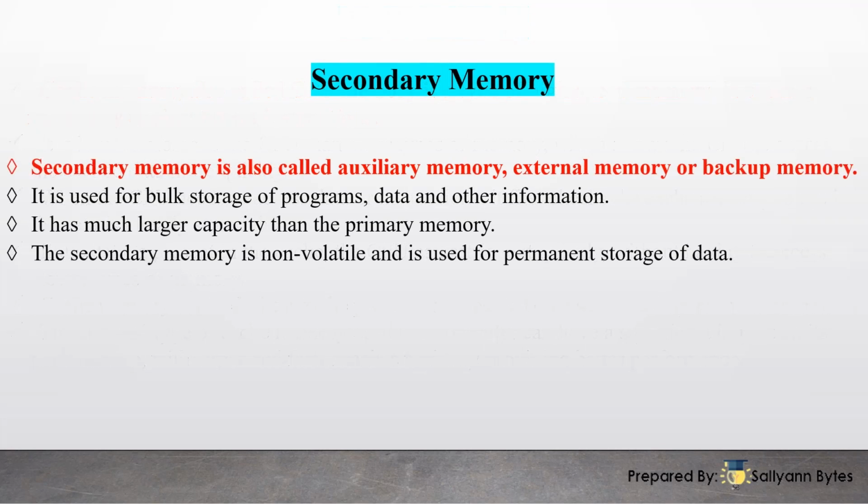The second type of memory is the secondary memory. Secondary memory is also called auxiliary memory, external memory, or backup memory. It is used for bulk storage of programs, data, and other information. It has much larger capacity than the primary memory. The secondary memory is non-volatile and is used for permanent storage of data.